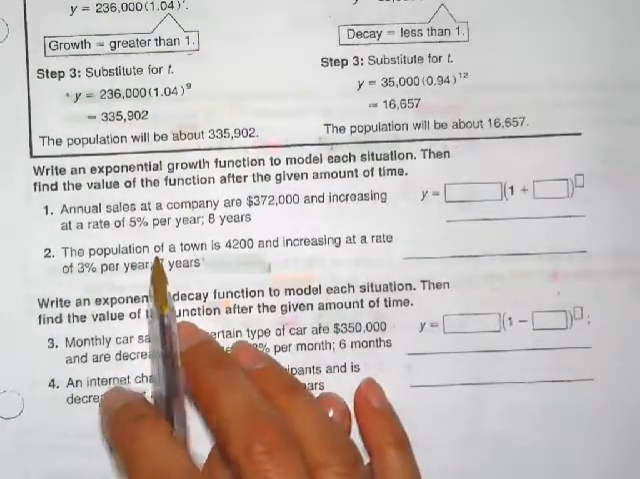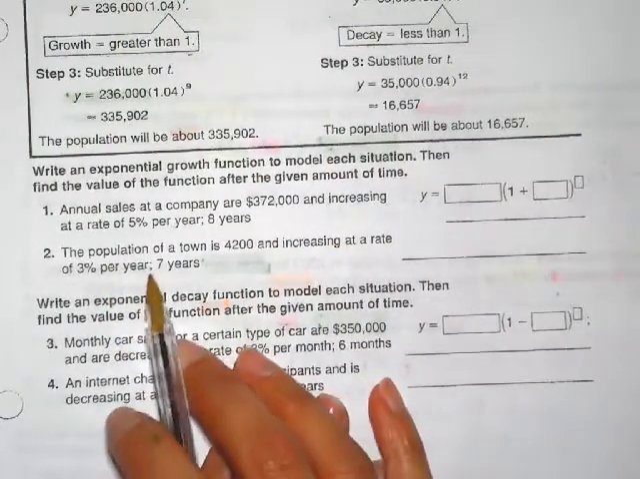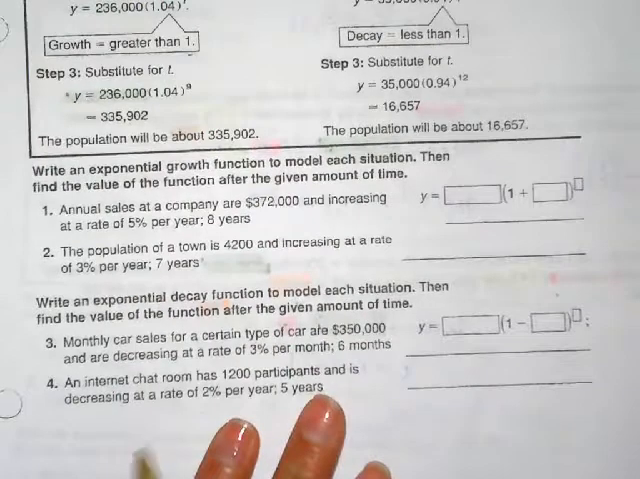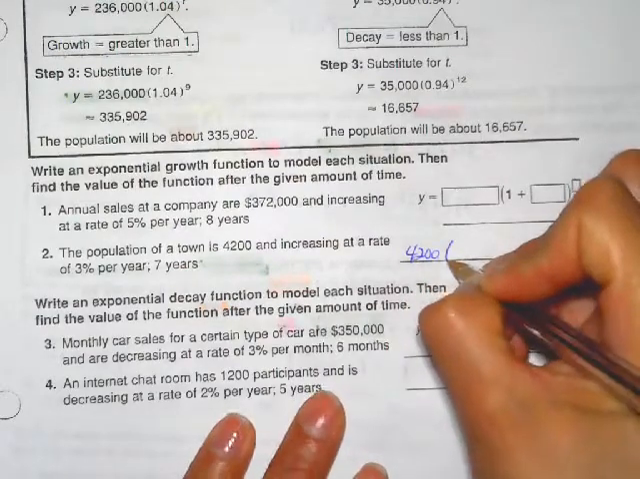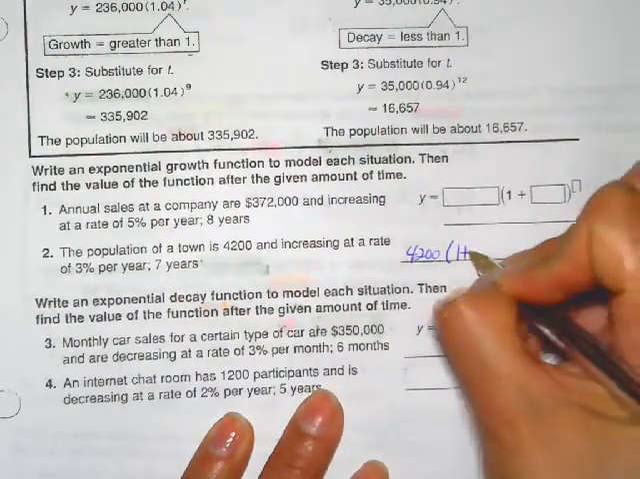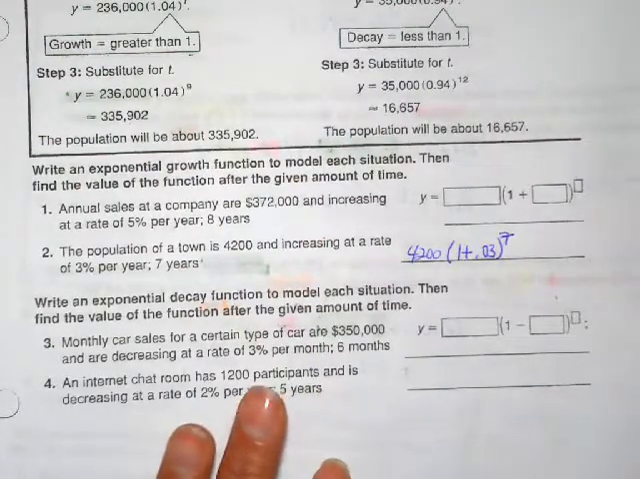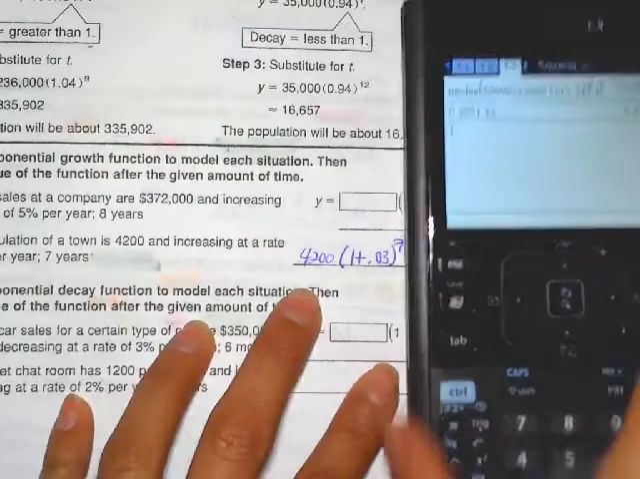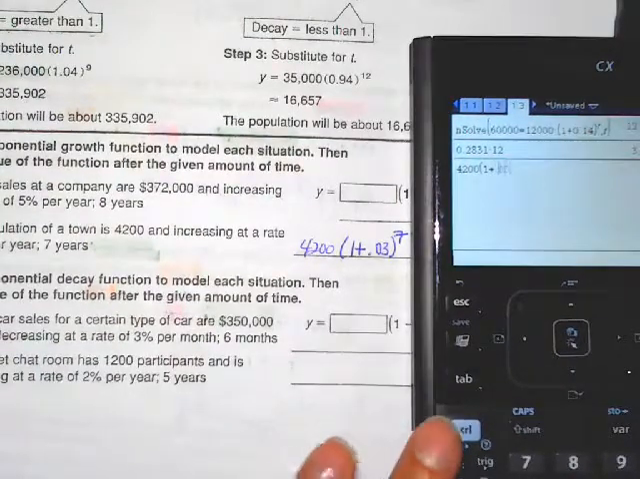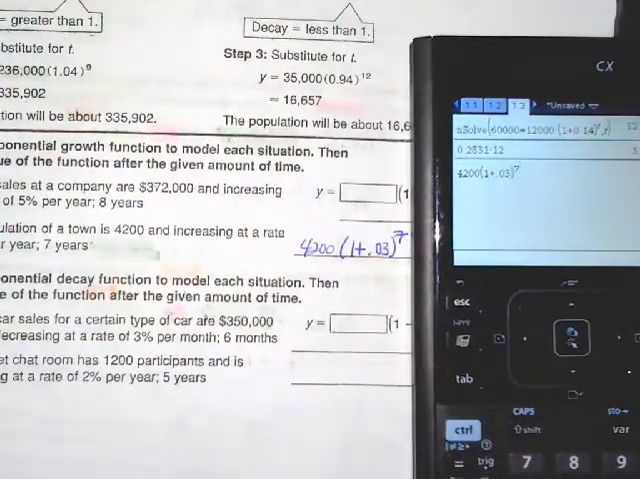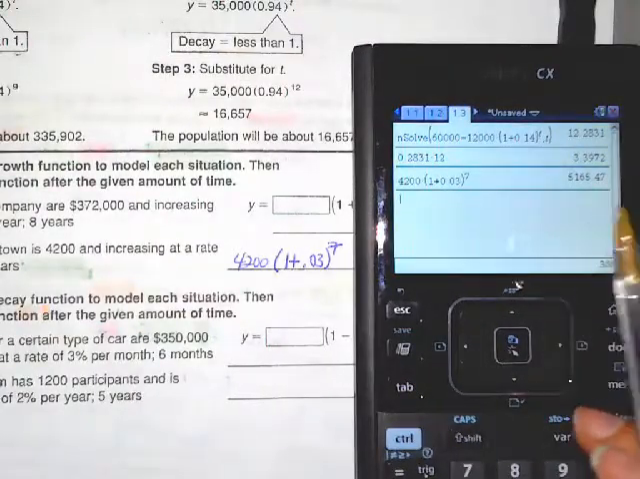The population of a town is 4,200 and increases at a rate of 3% per year. 7 years. So for 7 years, we want to know how much it increases. So 4,200 is my initial value. Parentheses, we are increasing, so it's 1 plus 3%, so 0.03 raised to the power of 7. Then you would put in the calculator 4,200, 1 plus 0.03 raised to the 7. Enter. My answer is 5165.47.